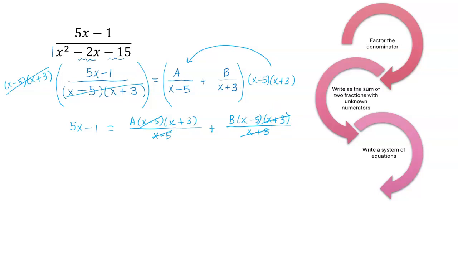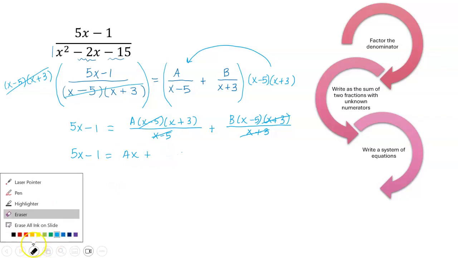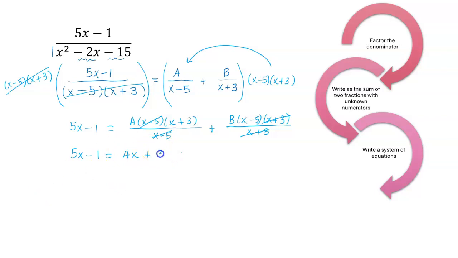And those x plus 3's cancel. So now I have something that has no fractions in it. I'm going to distribute the a. I wrote a3, but really traditionally we put the coefficient first, so I'm going to rewrite this as 3a so it looks more normal to our eyes. And then we have bx minus 5b.